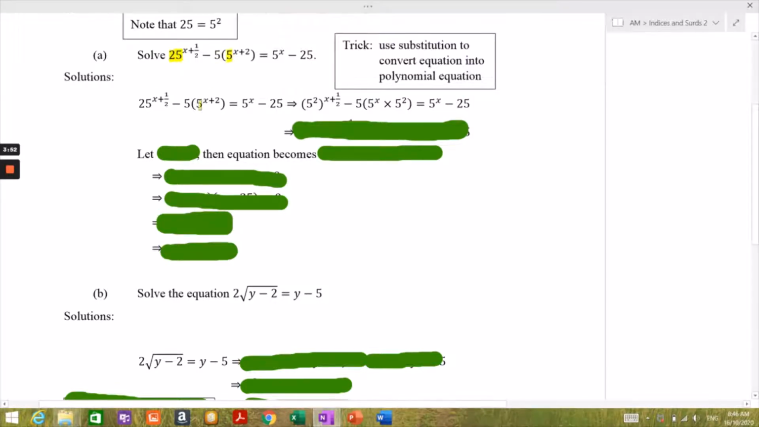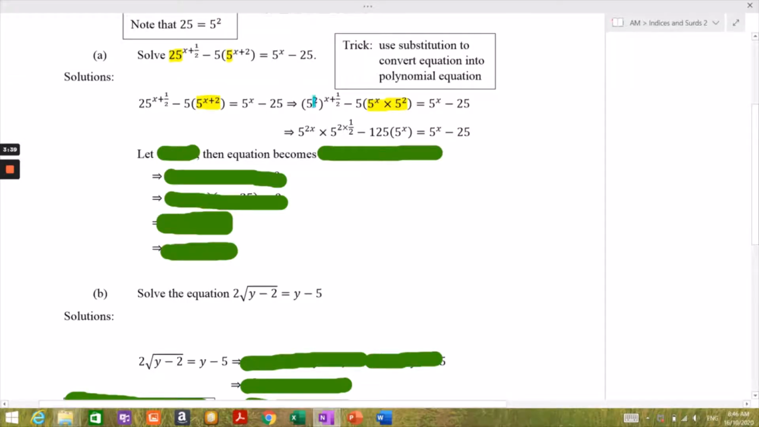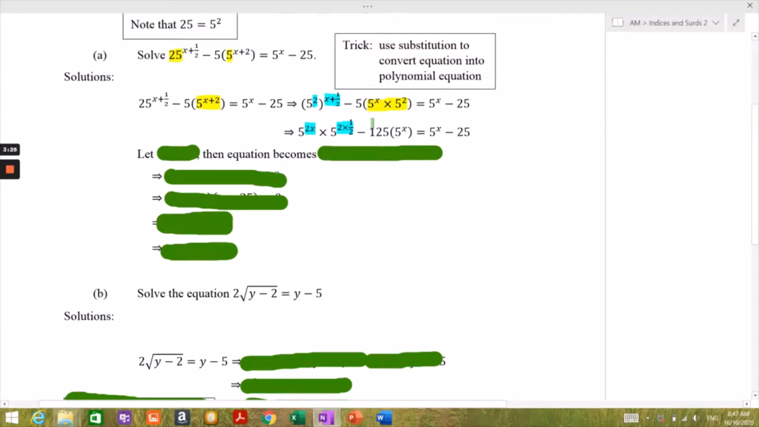At the same time, like in the previous video, when you have power x and power 2, split them up using the indices property. Let's simplify a little bit to see what happens. Notice over here, you can multiply the two exponents together, and this will give you power 2x, and then multiply by 2 times half. With that in mind, you can roughly guess that you should replace your 5^x by u. And that is what we're going to do over here.